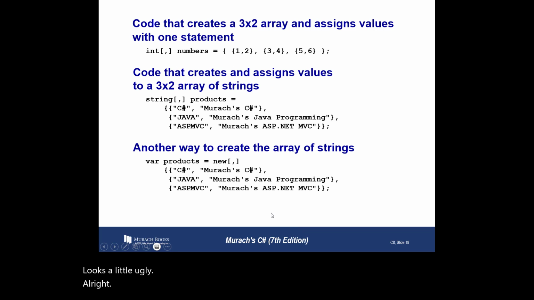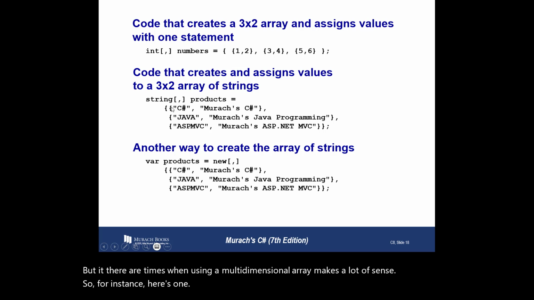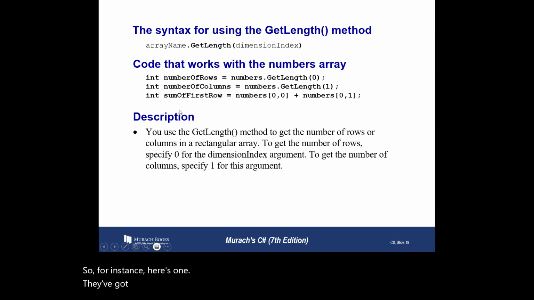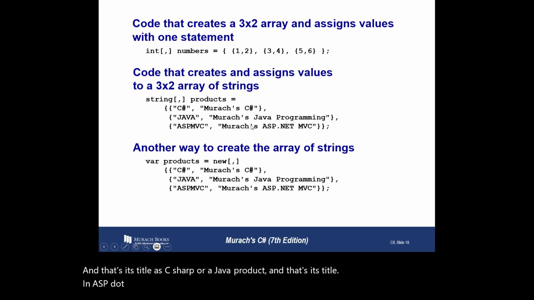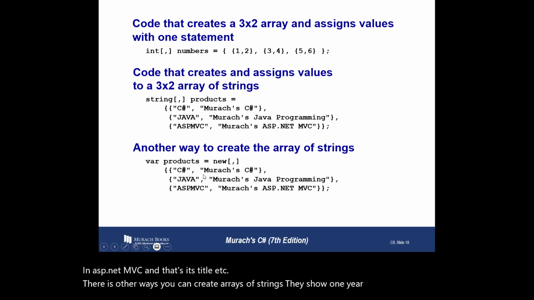But there are times when using a multi-dimension array makes a lot of sense. So for instance, here's one. They've got products, a C# product, and that's its title. A C# or a Java product, and that's its title. An ASP.NET MVC, and that's its title, etc. There's other ways you can create arrays of strings. They show one here. They show another one there.